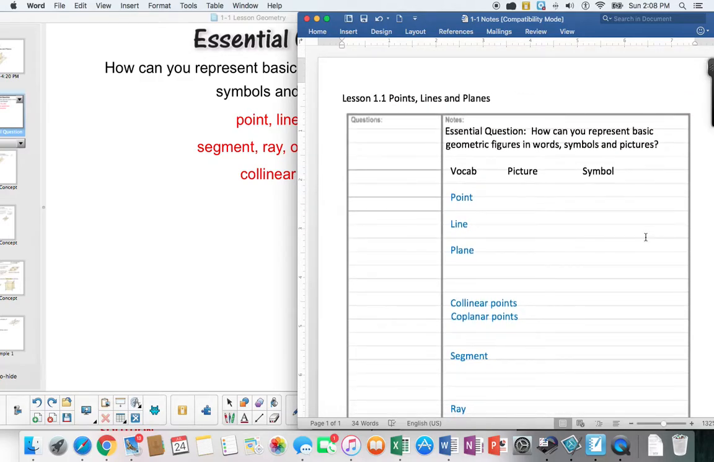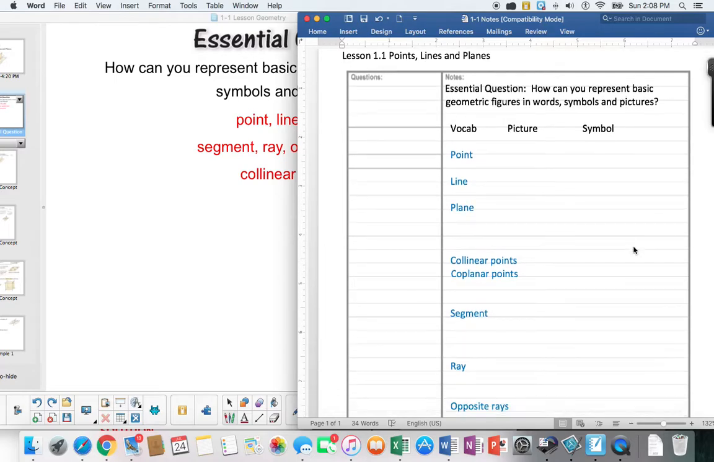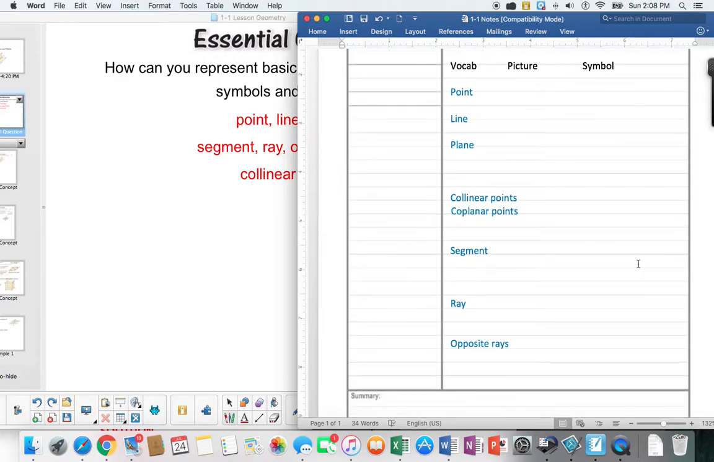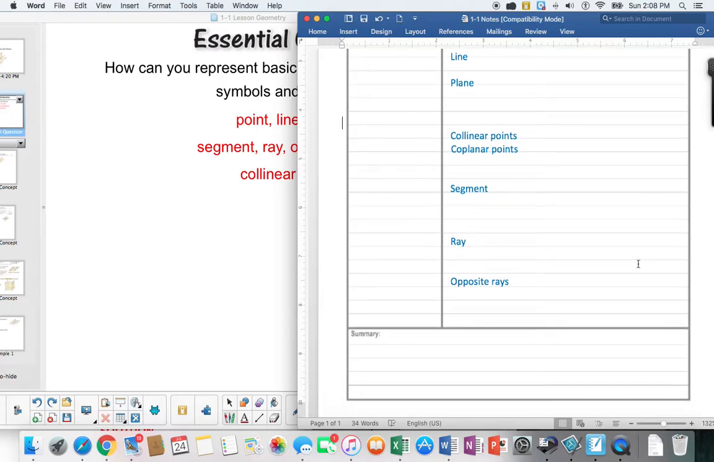1.5 inches margin for the questions, and the rest should be for the main idea, notes. Label the top of the page with the name of the lesson. Write the essential question. Set up the chart form because we're going to have vocabulary, so you can have a column for vocab, a column for picture, and a column for symbol. At the bottom of the page will be a spot for your summary.